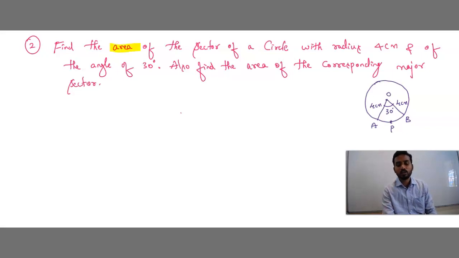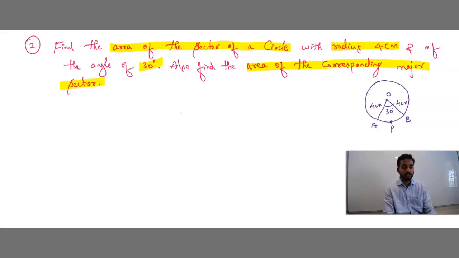So what is the first option here? Find the area of the sector of a circle. So just write the area of the sector formula and substitute the values. What radius is given? 4 cm. And what is the angle? 30 degrees. And we also have to find the area of the corresponding major sector. Is this clear? Let's solve this problem.